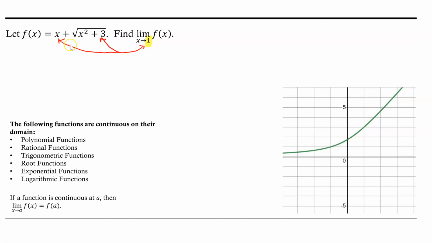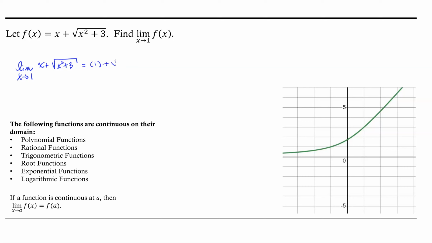So this function is continuous at -1. So let's go ahead and find the value of this limit. Now, because we know that our function is continuous at x equals 1, the limit as x approaches 1 of x plus the square root of x squared plus 3, that's going to be my function evaluated at 1. So I'm simply going to substitute in 1 for x.